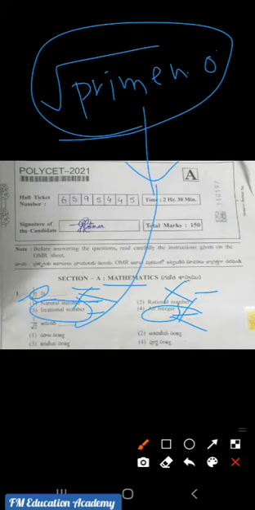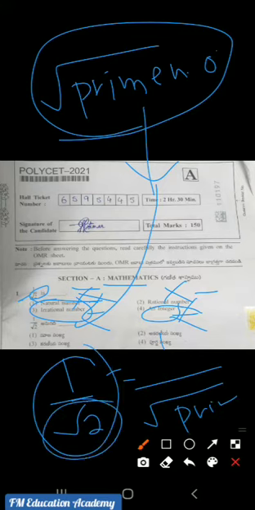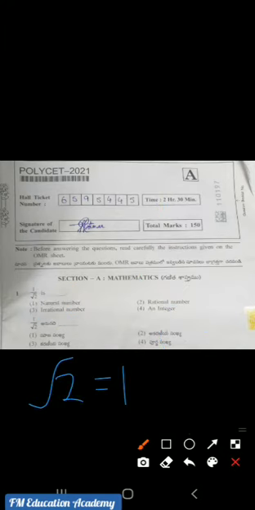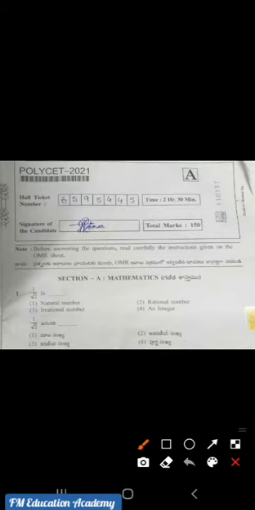So 1 by root 2 is an irrational number because it equals 1 by root of a prime number. Why? Because when you expand the root 2 value, it equals 1.414 and it goes on, non-terminating and non-repeating. Whenever numbers are non-terminating and non-repeating, those are called irrational numbers. That is a tip I can give you. So here the answer is option 3, irrational number. Moving on to question 2.